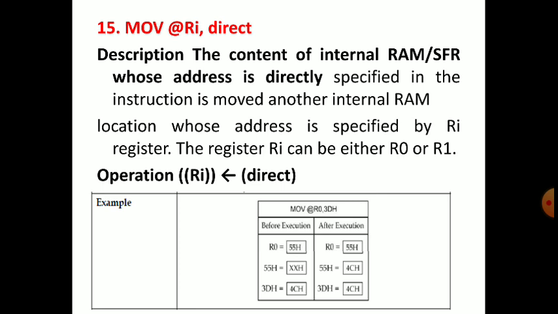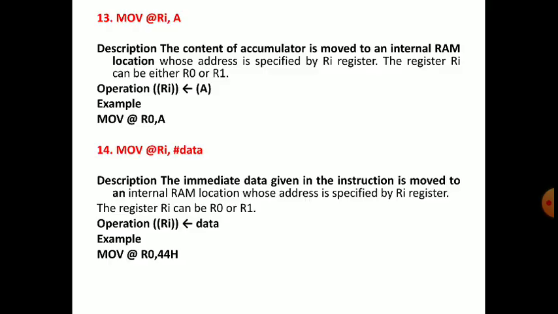This is the 15th instruction in this data group. And if you want to write this example before execution and after execution, you can try. Yes, you must try it now. Please draw the table for this example. Move at the rate R0 comma 44H. It's not 44H actually, right?